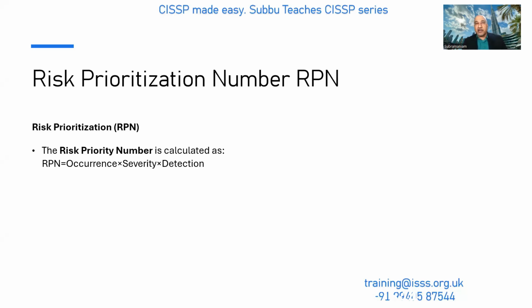There's something called the risk prioritization number. The risk prioritization number is the product of occurrence, severity, and detection. You have to multiply occurrence, severity, and detection. It will give you an RPN, and the higher the RPN is, the more you will prioritize it. It's called the risk prioritization number, right? You will prioritize the risk treatment based on this particular number.